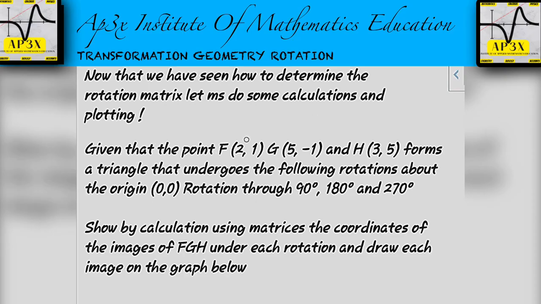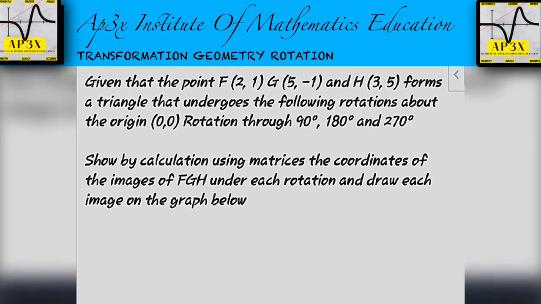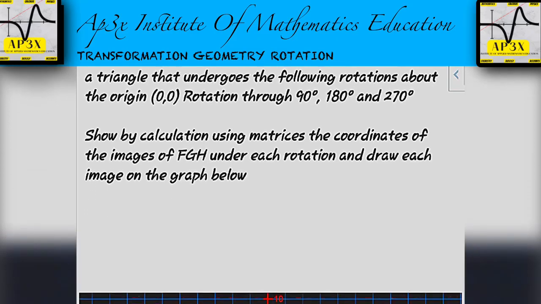So given that the point F is (2, 1), the point G is (5, -1), and H is (3, 5), which forms a triangle that undergoes rotations about the origin (0, 0), rotation through 90, rotation through 180, and 270. The question is, show by calculation using matrices the coordinates of the image FGH under the rotations and draw each image on the graph below. All right, that's the question.